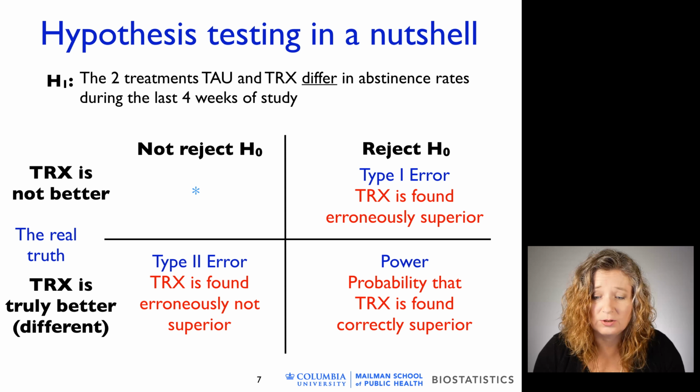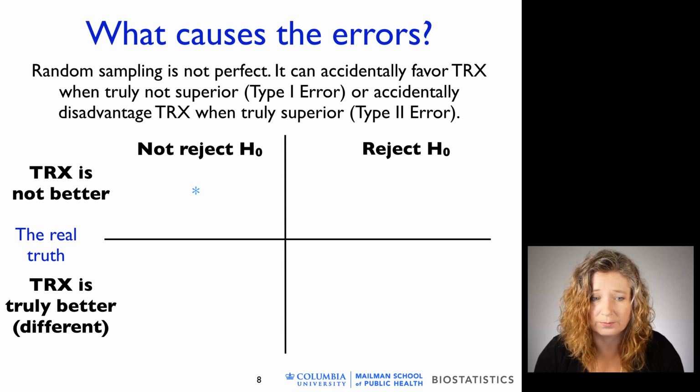As the researchers, we would like to be in the 4th quadrant. The chances of landing in the 4th quadrant we want as high as possible. So we always try to maximize the power because we want to maximize the chances, the potential that if our treatment is truly better than placebo, than tau, then we actually will have data that will correctly find the treatment superior. So what causes the errors?